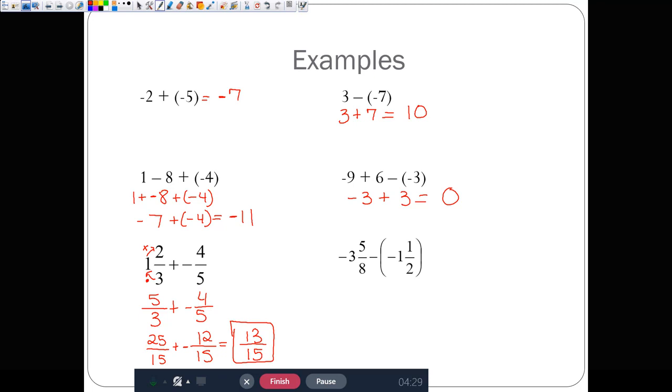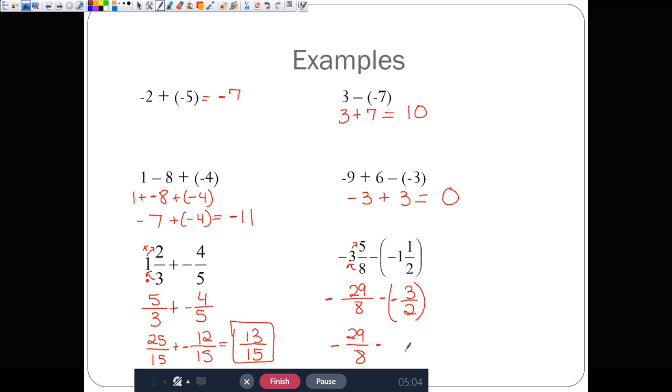So we're going to do the same thing here. I'm going to multiply 8 times 3 plus 5. So 24 plus 5 is 29. And then we do the same thing here. 2 times 1 is 2. 2 plus 1 is 3. So 3 over 2. So now I need to find my least common denominator. My least common denominator is 8. So 8 over 29 is going to remain.